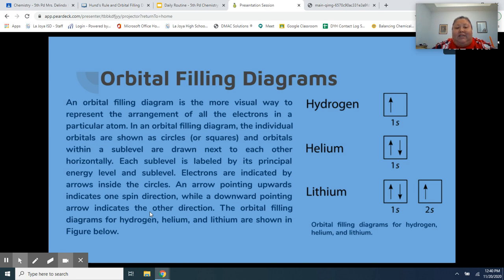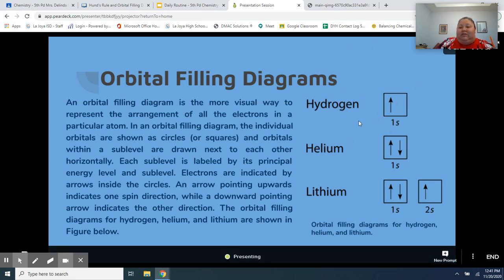And orbitals within a sublevel are drawn next to each other horizontally. Each sublevel is labeled by its principal energy level and sublevel. Electrons are indicated by arrows inside the circles, squares. An arrow pointing upward indicates one spin direction, while a downward pointing arrow indicates the other direction. The orbital filling diagrams for hydrogen, helium, and lithium are shown in the figure.